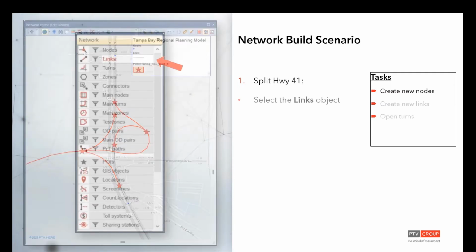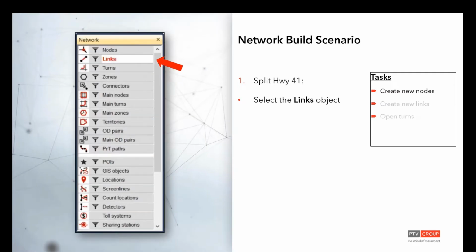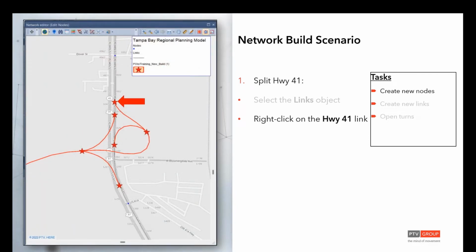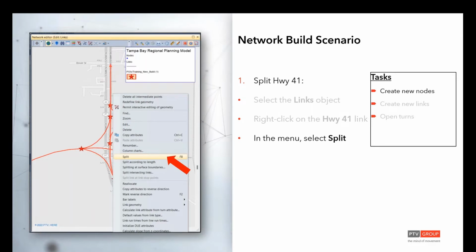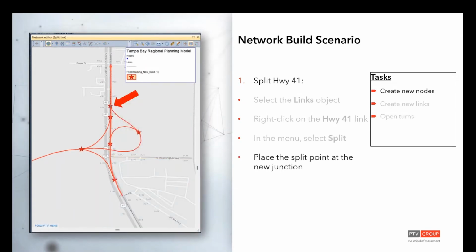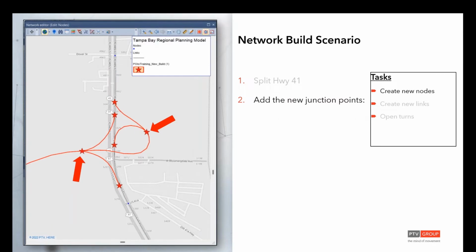And in order to do that, you just need to select the links objects and then right click on the links themselves. And then that will give you an option to split the link. When you split the link, then you'll specify where you want that new junction to occur. And then you can add in new node points in addition to that.